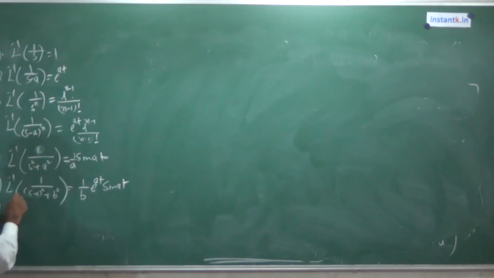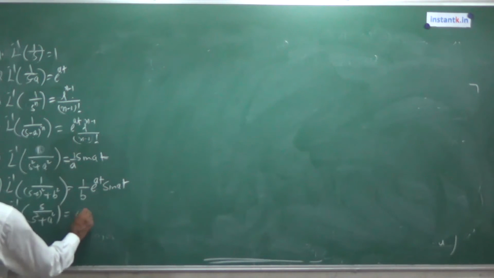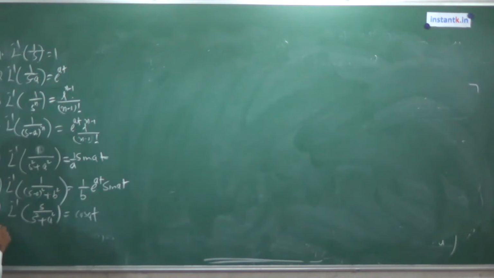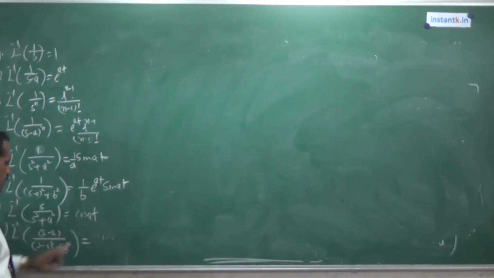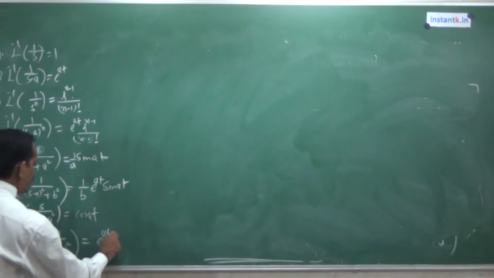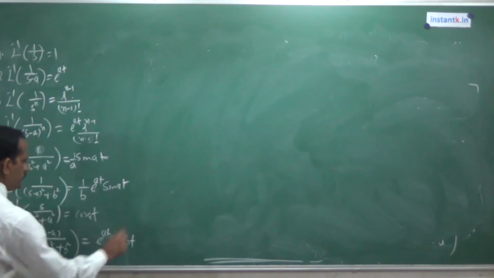Next, it is better to remember like this, in this order. You know the Laplace inverse of S by S square plus a square is cos at. Therefore, the Laplace inverse of S minus a divided by (S minus a) whole square plus b square: what is the change here? Instead of a, b is there. So you have to multiply e power at into cos bt.